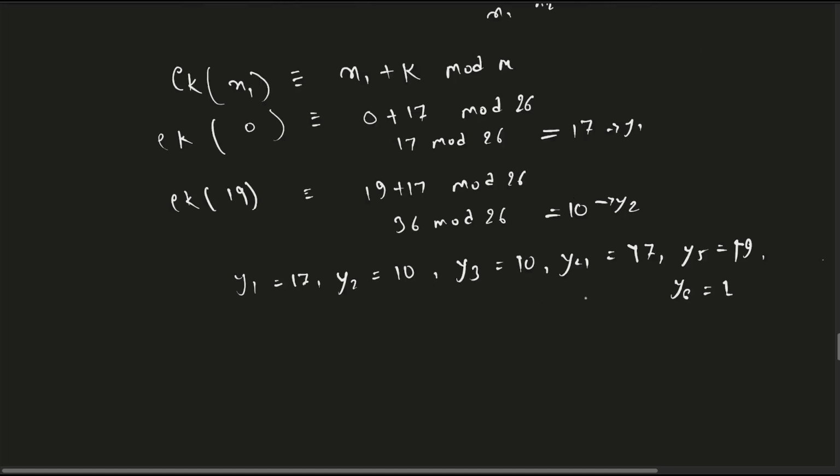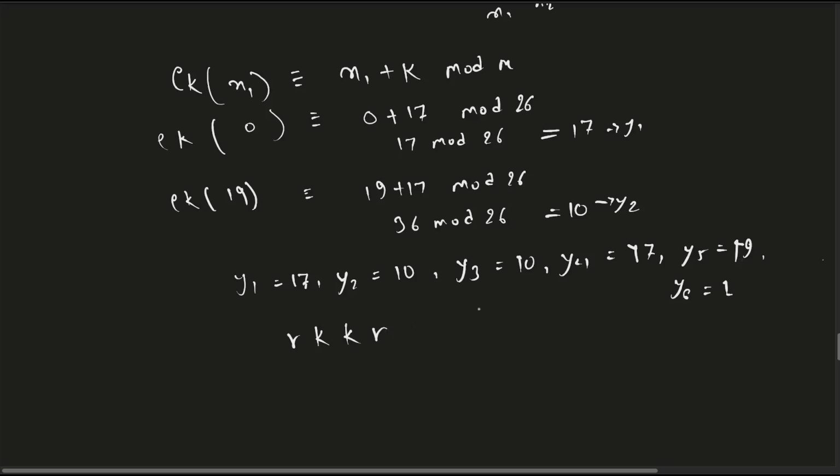Now if I write this in letter form, on the 17th index we have the letter R. On the 10th, starting from 0, we have the letter K. It's the same here as well, we got the K, and for 17 we got the same R.